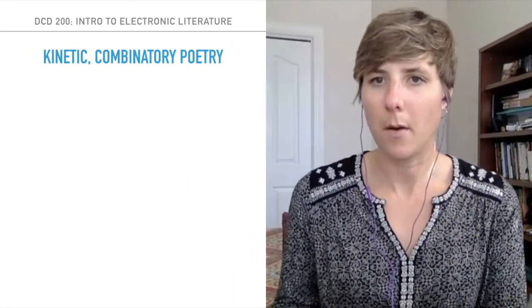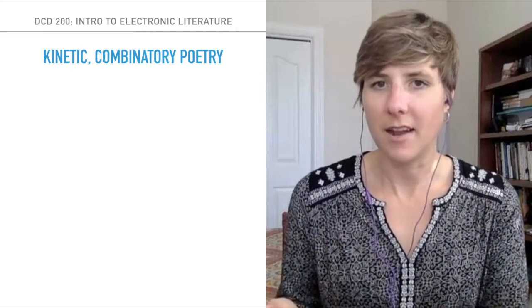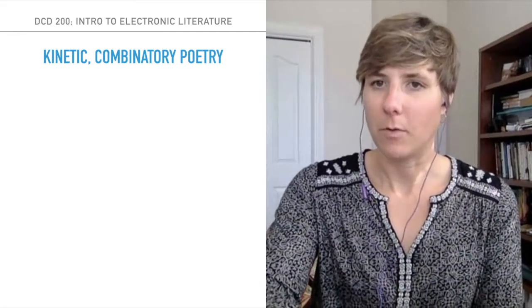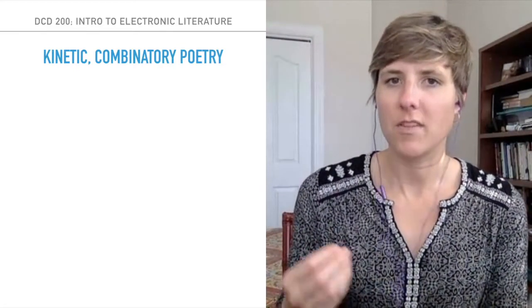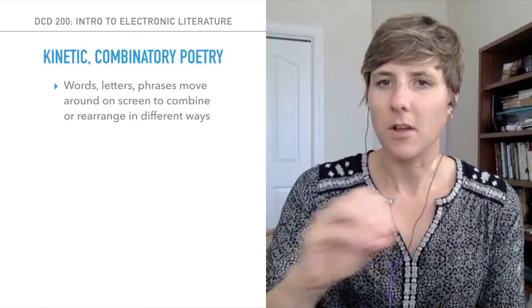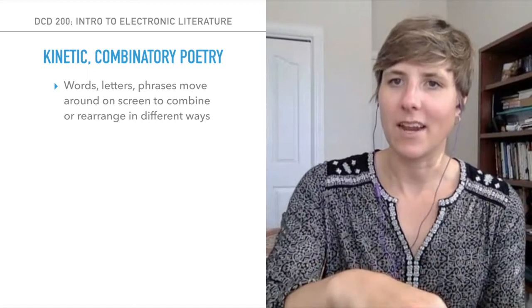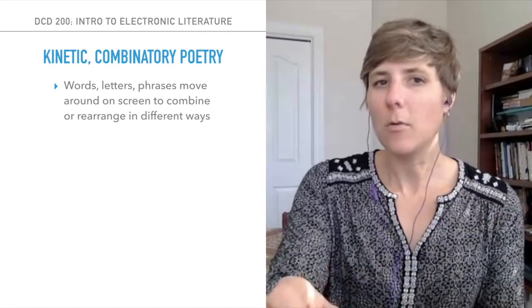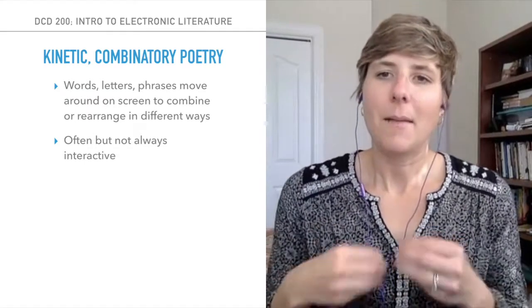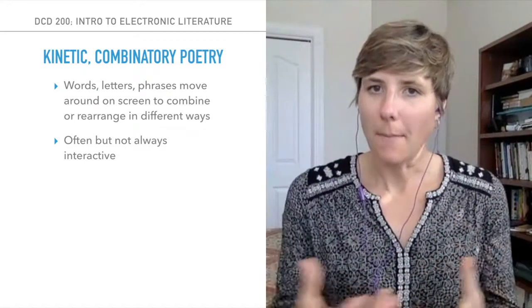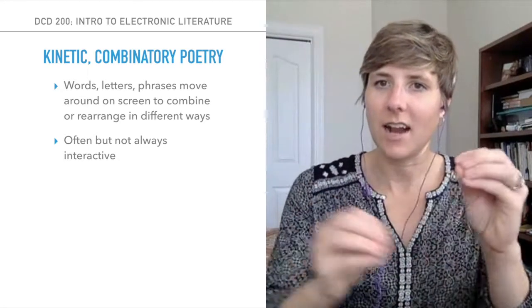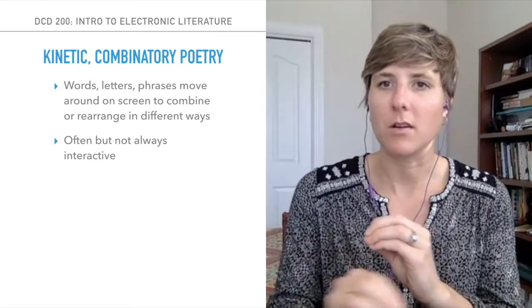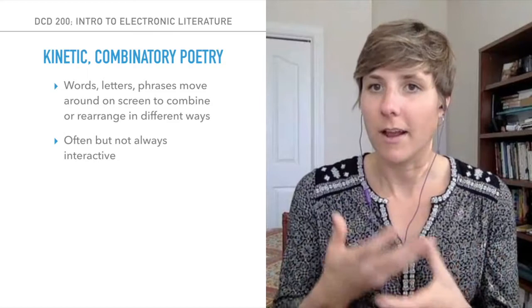Okay, so our second style is kinetic or combinatory poetry, often presented in Flash, though not always. Sometimes it uses other platforms. So kinetic or combinatory poetry is a form of poetry where the words and letters and phrases move around on your screen to combine or arrange in different ways. And this is not always interactive, but often it is. And kind of its analog form, again, just to think more popularly, is magnetic poetry, right? Where you're given a little case of magnets with words, and you're encouraged to write your own poetry by moving and recombining the words, however they may be on your refrigerator, right? Or whatever other surface.